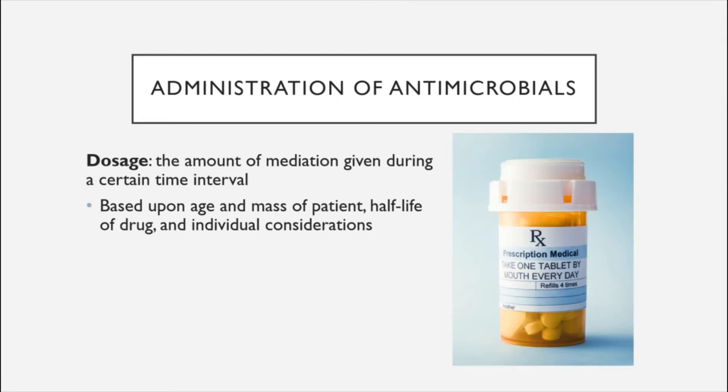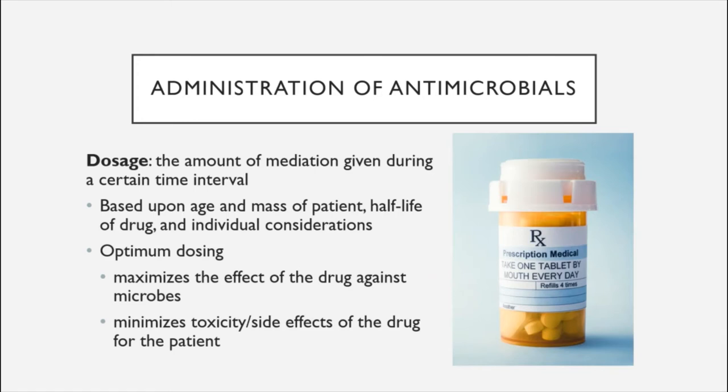apply to individual patients. The mass of a patient can determine how much drug is needed to disseminate throughout the body, and the half-life of the drug determines how quickly the drug is broken down once it enters the body. Optimum dosing will maximize the effect of the drug against the microbes while also minimizing the toxicity and side effects of the drugs for the patient.